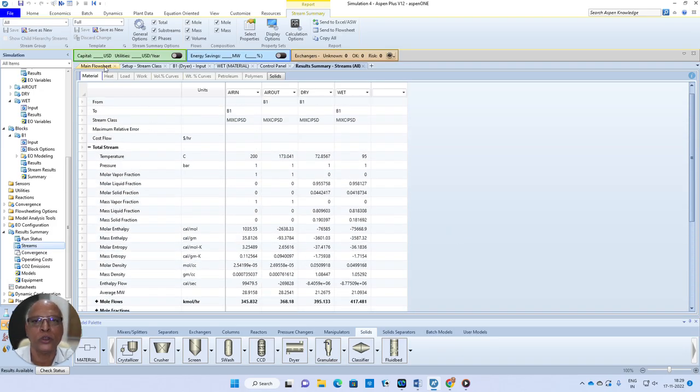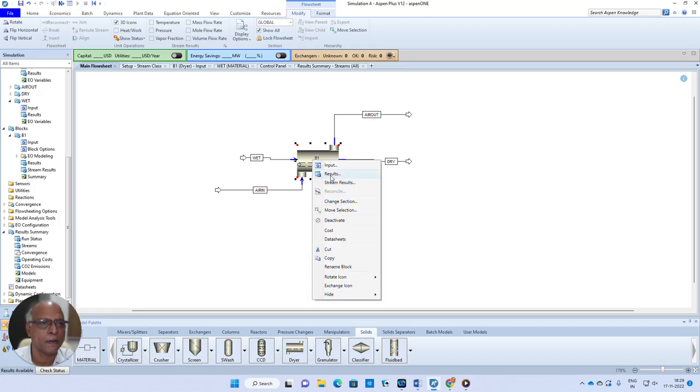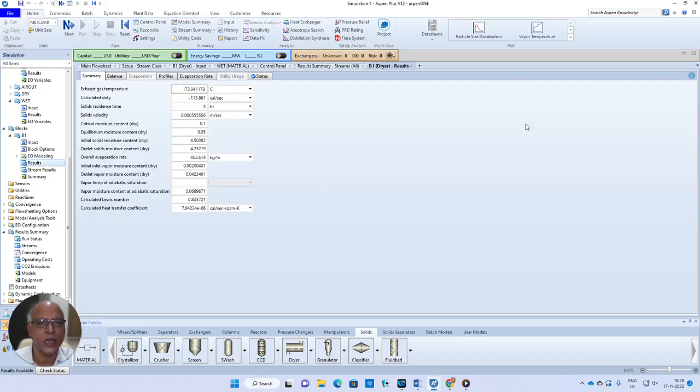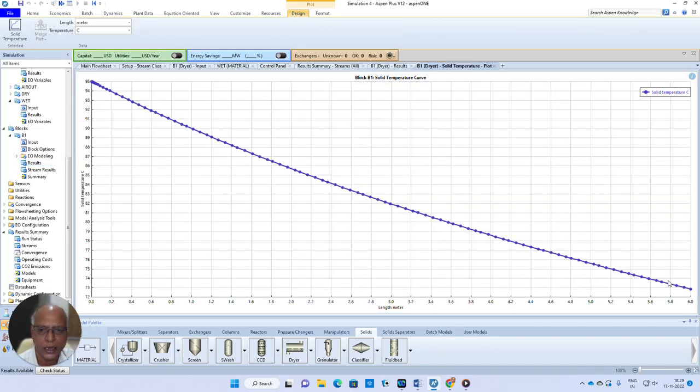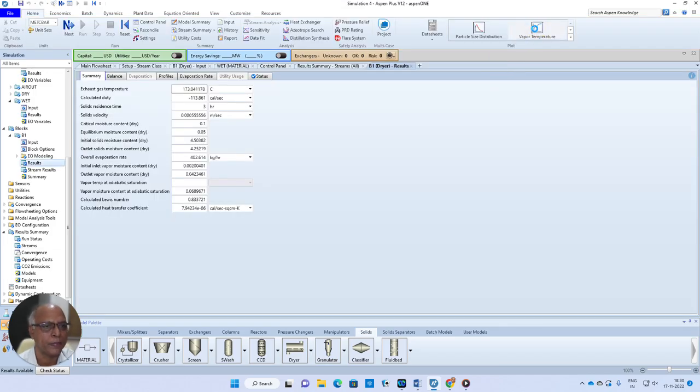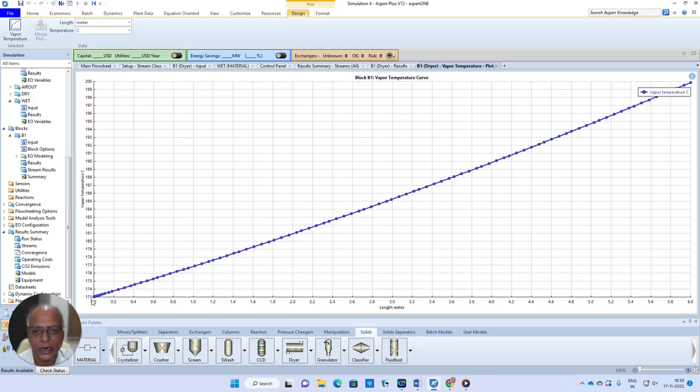Now, I would like to go into the results, and we should be able to identify whatever data you want, and we can also look at various profiles, either from here or maybe here. So how the solid temperature is changing. Remember, the solid is entering at 95. By the time it leaves the dryer, it is around 73. Similarly, you can see the vapor temperature. Vapor is nothing but air. Air is entering at around 200 degrees centigrade. Was it 200? Yeah, this was entering at 200, but by the time it comes out, it is 173.